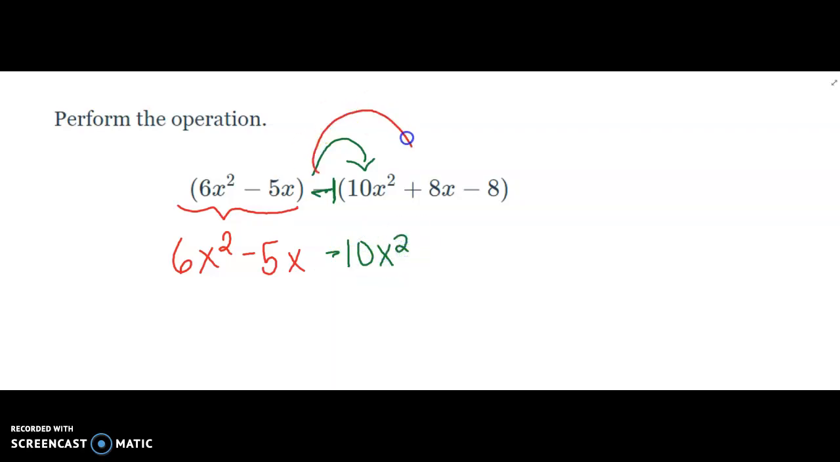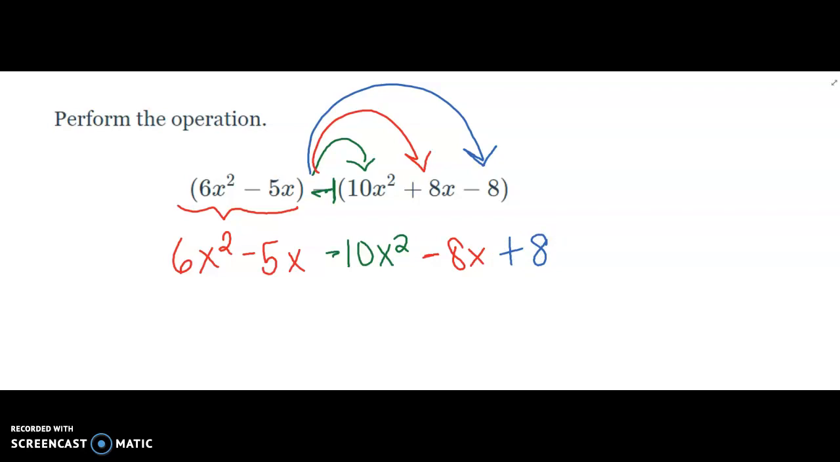Then we're going to do that negative 1 times positive 8. A positive and a negative is a negative. 1 times 8x is 8x. And we've got to distribute to the last one because it's also in the parentheses. A negative times a negative is a positive. 8 times 1 is just 8, like that.